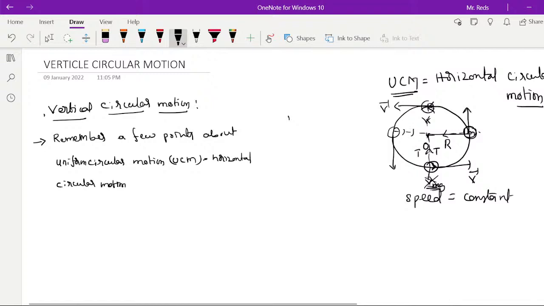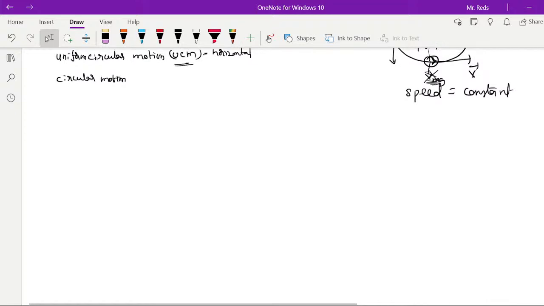But it is not like that in vertical circular motion. Here in horizontal circular motion, the speed and tension will be constant throughout, but in vertical circular motion it is not like that. So if you remember these points related to uniform circular motion or horizontal circular motion, then you can follow the actual part of vertical circular motion.